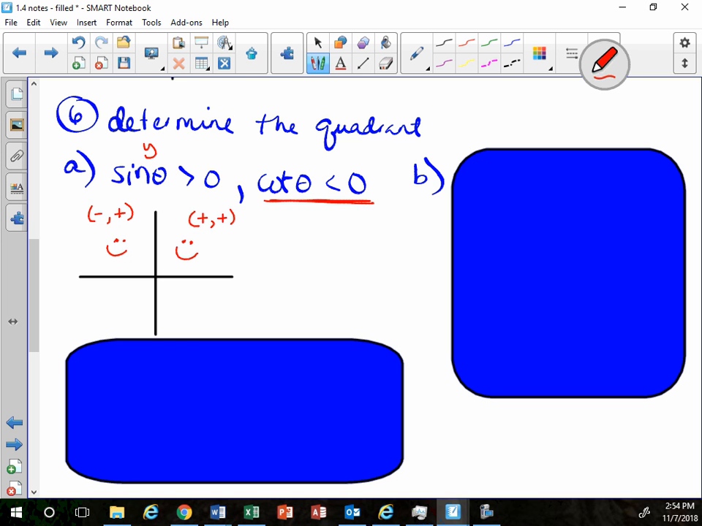Cotangent deals with both the x and the y, the adjacent and the opposite. Which of these, dealing with both of them, is going to give me a negative? Quadrant 2. So quadrant 2 is the answer. Okay, that's it. Those are just figuring out the quadrants. You have a little bit of homework.